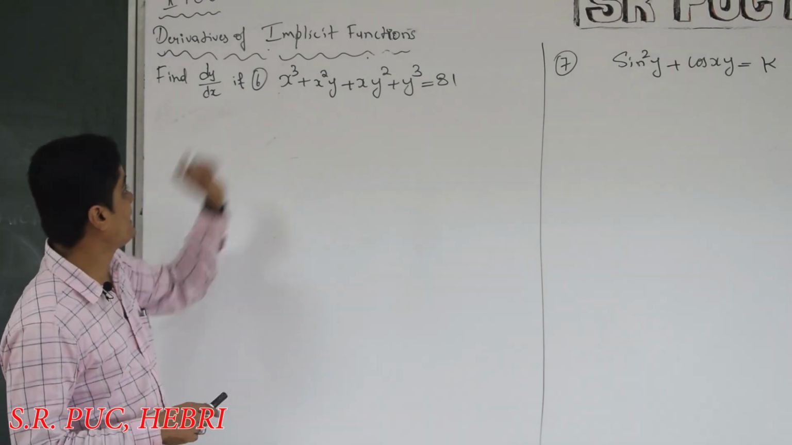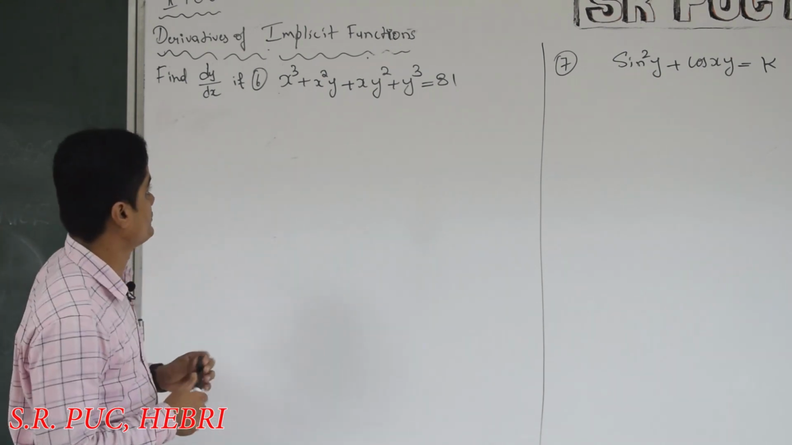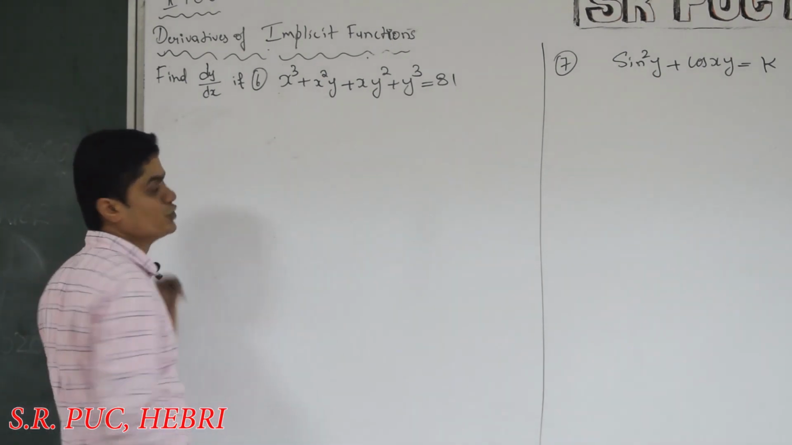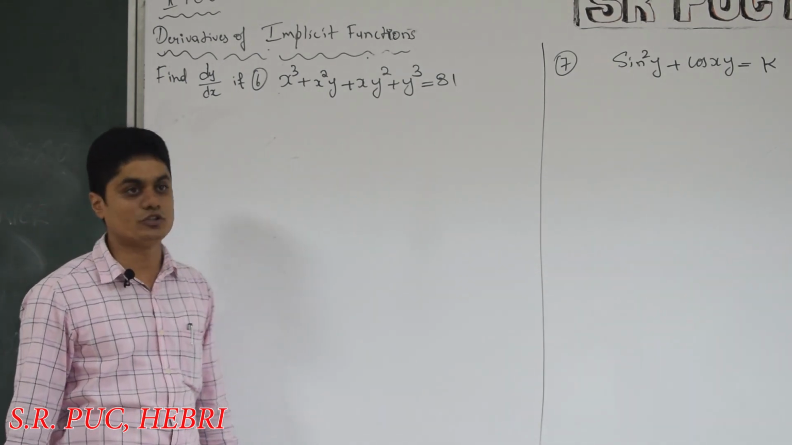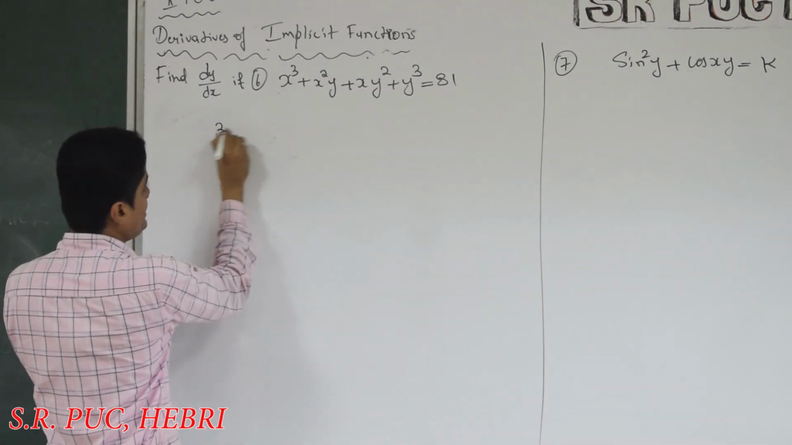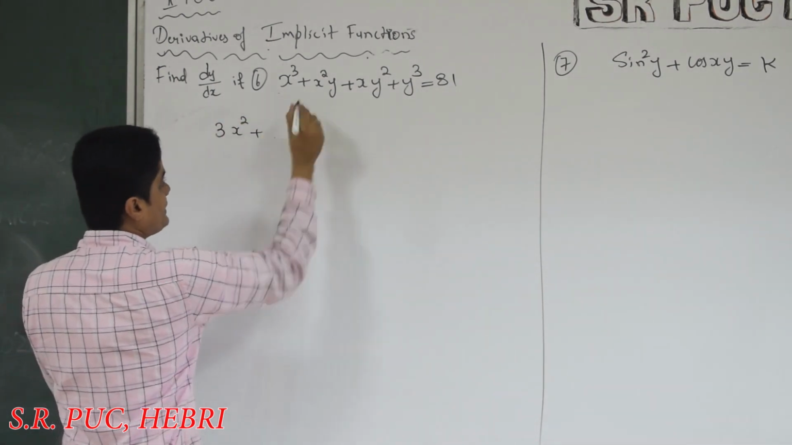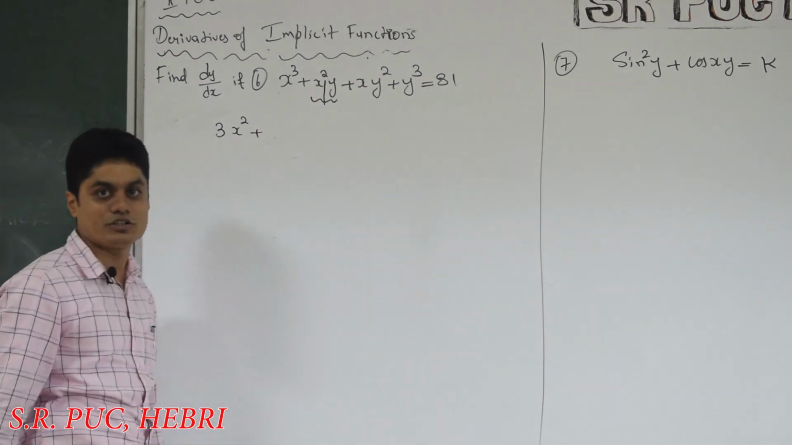Hello students. So next, question number 6 in derivatives of implicit functions. The question is x cube plus x square y plus xy square plus y cube equal to 81. So what is the derivative of x cube? Yes, 3x square. To differentiate the next term, you should use the product rule because it's a product of two terms.